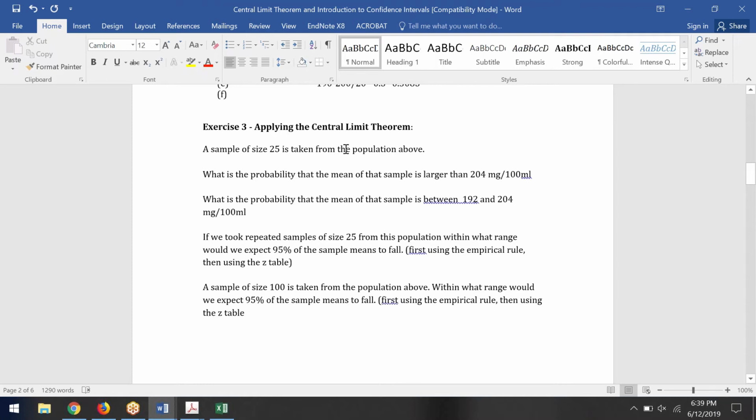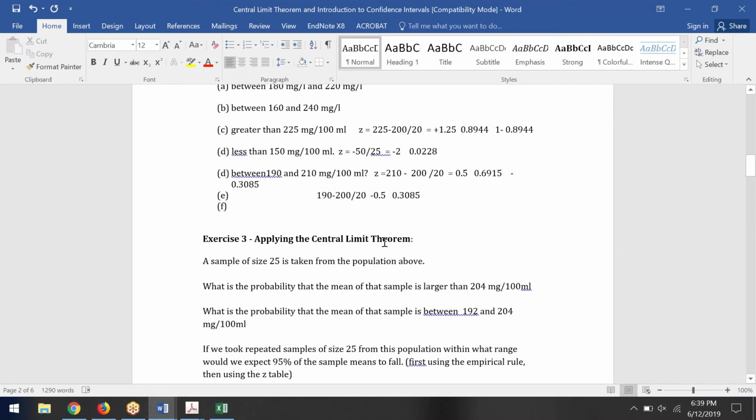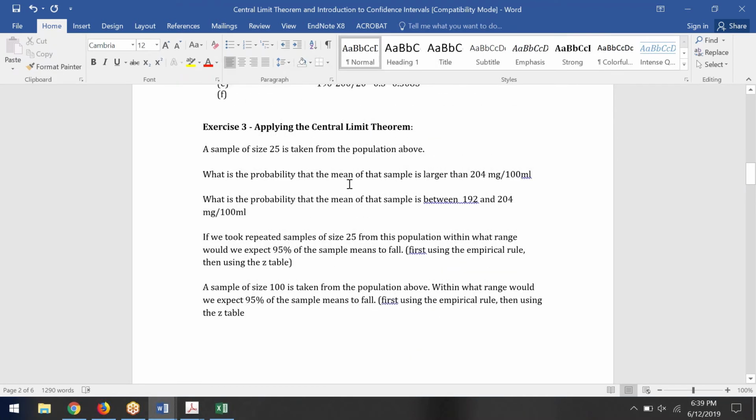Okay, a sample of size 25 is taken from the population above. What is the probability that the mean of that sample is larger than 204 per 100 milliliters? That's the unit for cholesterol, per 100 milliliters of blood. In other words, cholesterol is larger than 204. Well, let's think about that for a second. If I took repeated samples of size 25, what would I expect that distribution to look like?